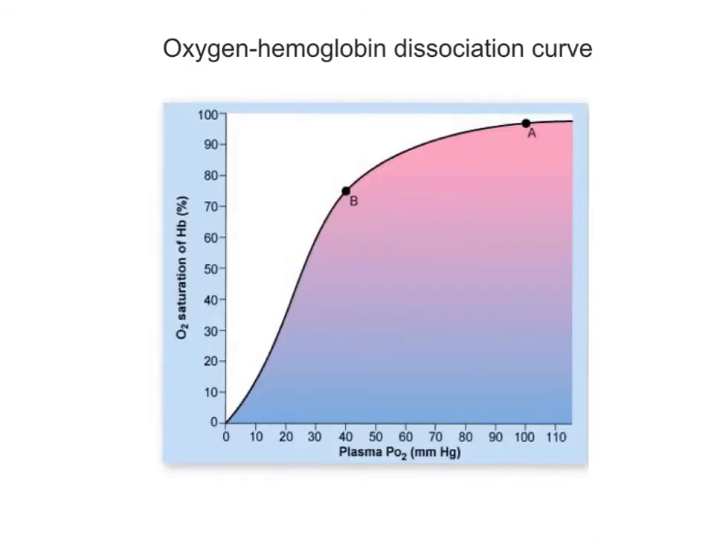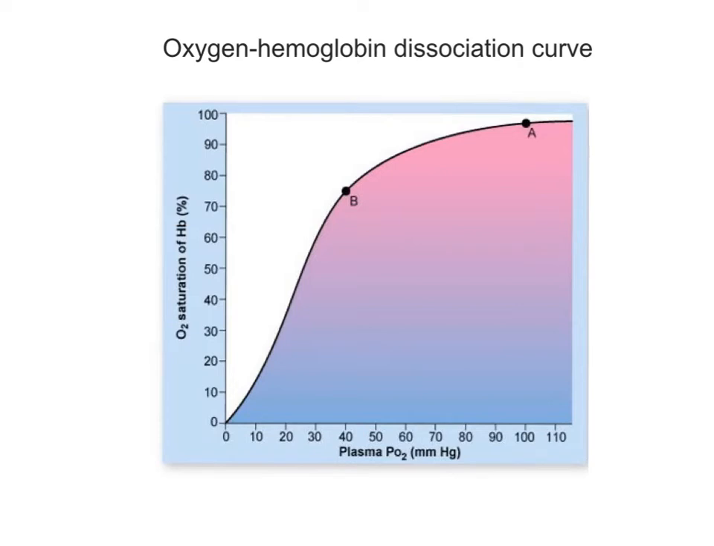Now let's take a look at the oxygen-hemoglobin dissociation curve. As discussed in class, the hemoglobin molecule exhibits positive cooperativity. It has 4 binding sites for oxygen, and once one oxygen has bound, it is more likely to bind another, and then another, and another until it is saturated.